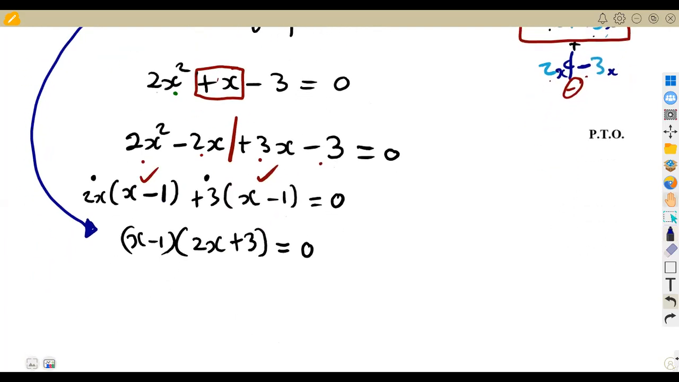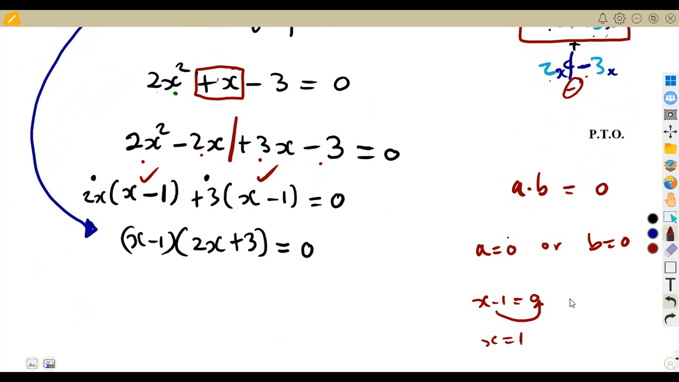From there, you simply see that from the zero concept, for the product of A times B to be equal to 0, it means one of these must be equal to 0. Either A must be equal to 0 or B must be equal to 0. So either this must be equal to 0 and you find the x value. If x minus 1 is equal to 0, we transpose minus 1 to this side and it becomes a positive. So x is going to be equal to 1.